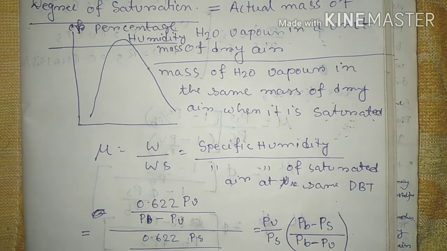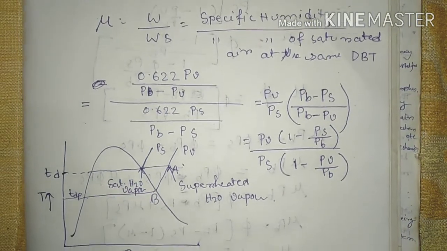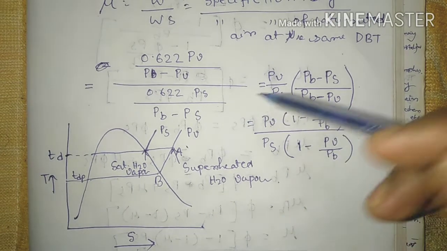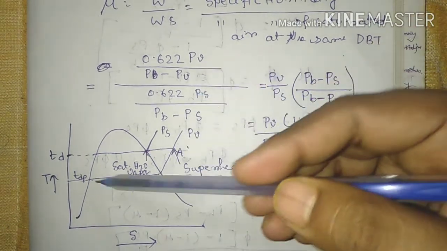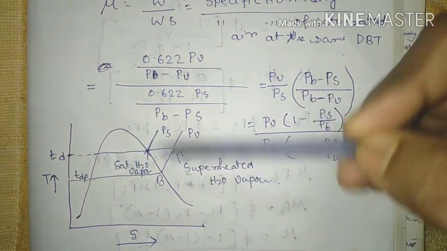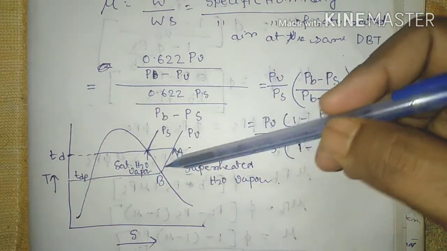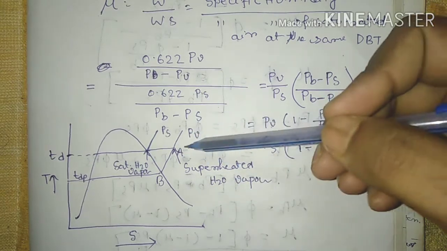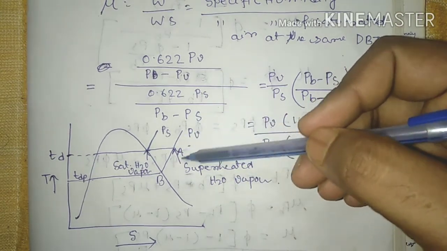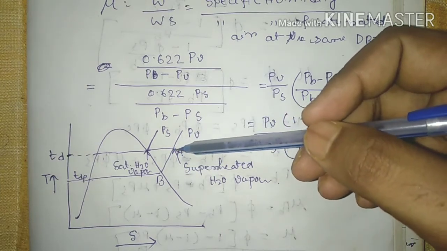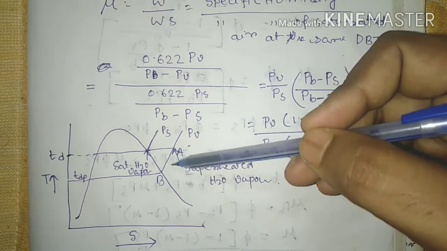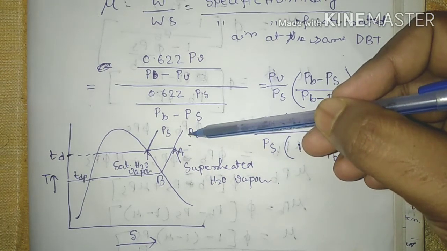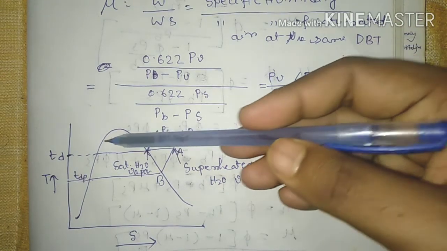Now this is your T-S diagram, the corresponding temperature-entropy plot. Suppose this is a plot where some air, indicated by A, is in an unsaturated condition, which is basically a superheated state, and the corresponding partial pressure is PV, with a corresponding temperature TD.